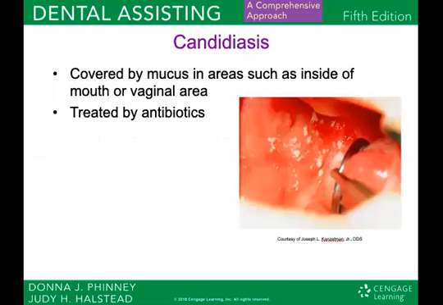Candidiasis is a type of infection that is caused by a fungus called Candida albicans. The infection is called either thrush or moniliasis, depending on the area that it's infected. This fungus is kept at bay by the normal flora in the mouth. However, when the normal flora is compromised either by the body's immune system or destroyed by antibiotics, the fungi will multiply and overgrow. So it is covered by mucus in areas such as the inside of the mouth or the vaginal area. And it can be treated by certain other forms of antibiotics.